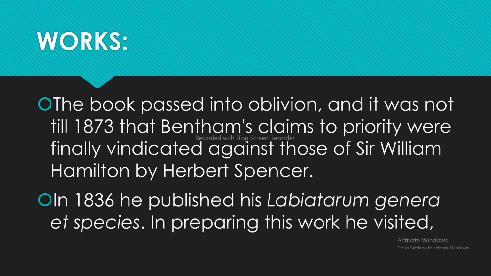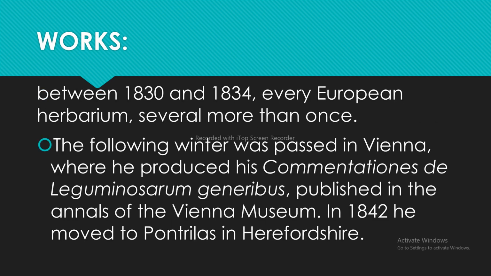In 1836, he published his Labiatarum Genera et Species. In preparing this work, between 1830 and 1834, he visited every European herbarium, several more than once. The following winter was passed in Vienna, where he produced his Commentatio de Leguminosarum generibus, published in the Annals of the Vienna Museum.